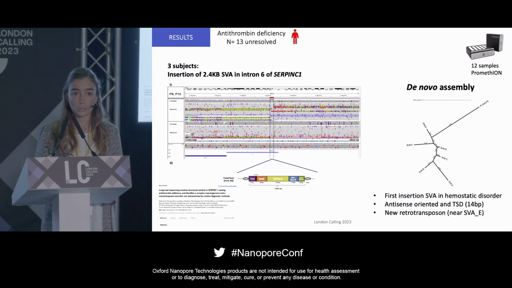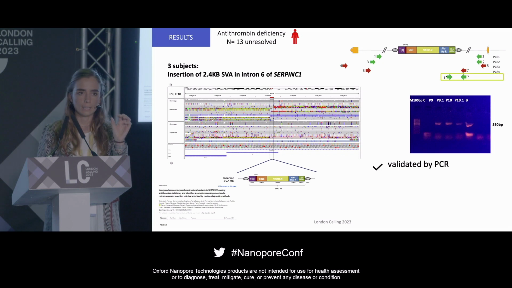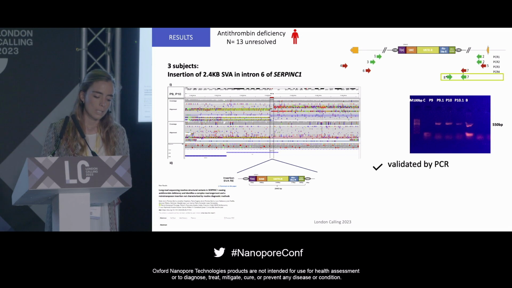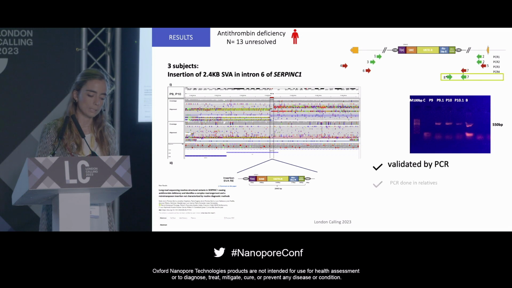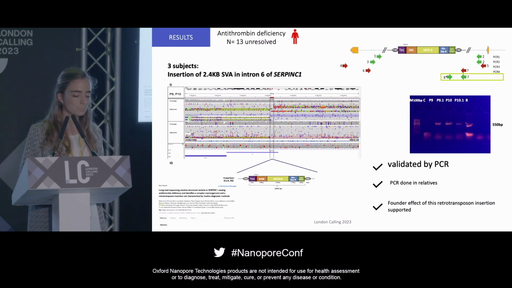And as we know the exact sequence of this element, we could validate it by PCR by designing an internal primer in the sequence inserted of the SVA and an external one in serpinC1, because as you can see in this image, it was impossible to amplify the whole element inserted by several primer designs that we tried. So we validated by PCR in this case, in this sample, and the relatives, and it also supported the founder effect of this retrotransposon insertion in these unrelated cases.